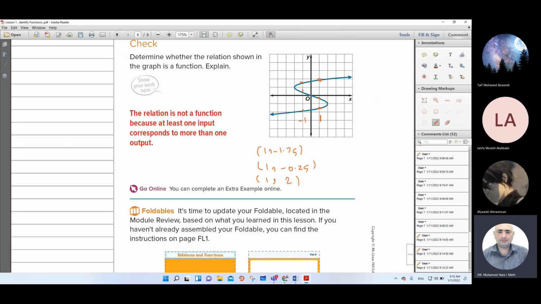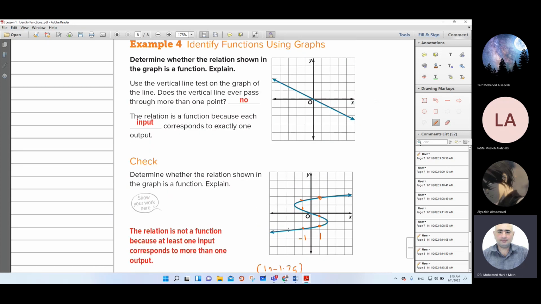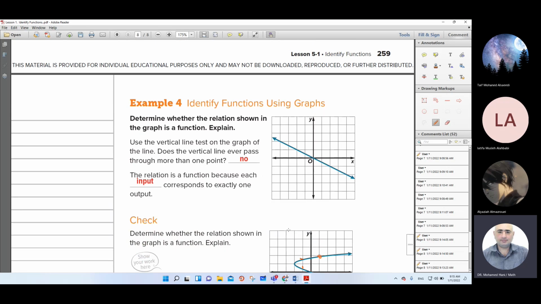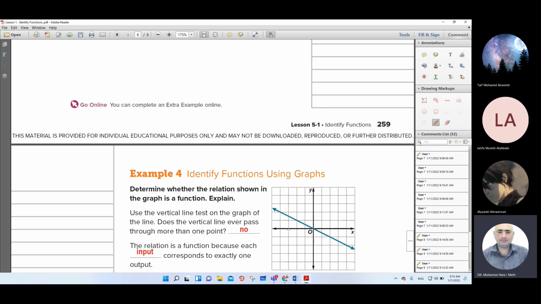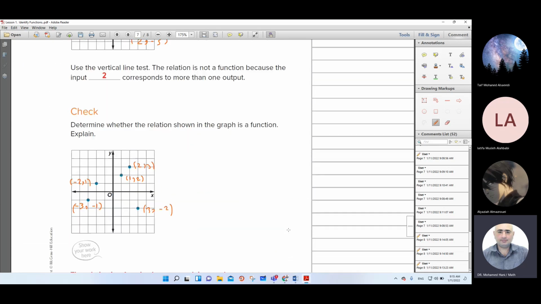So this is our lesson today. This is the meaning of the relation, the function, and how to identify the relation. Is it a function or not? Using data, using mapping, using the table, and using the graph. Who has any question about this idea?